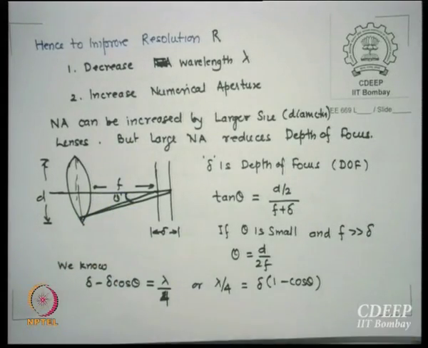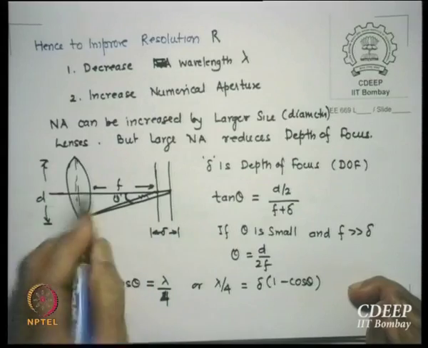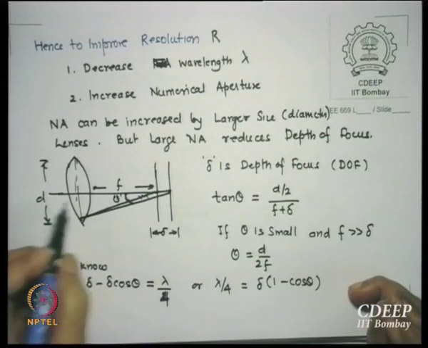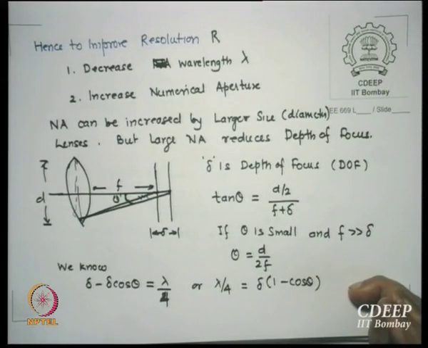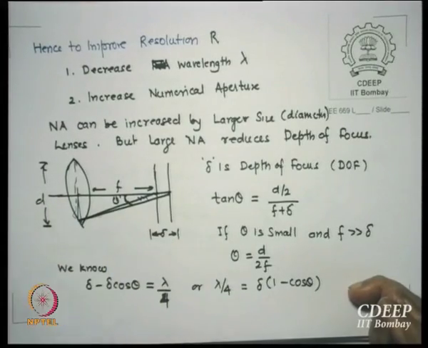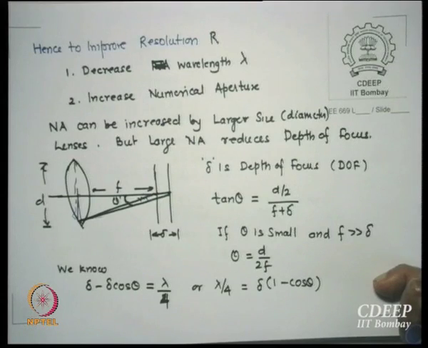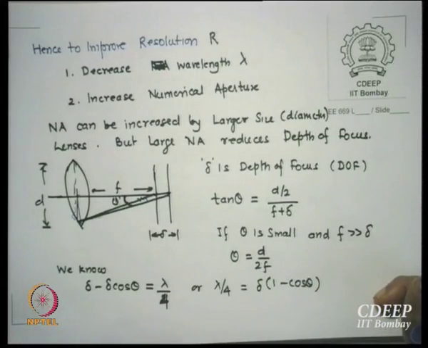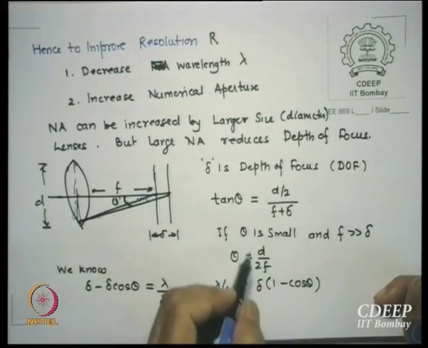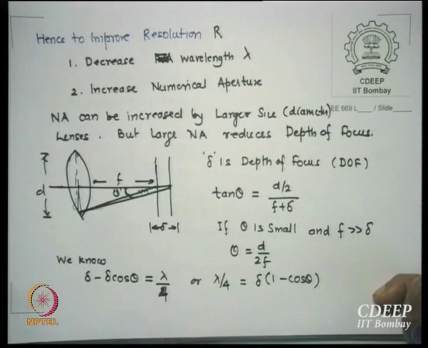So this angle is theta, let us say. I am sorry, this is the external line, do not use this. This is delta, this is the focal length. So we see tan theta, and this is d by 2. D by 2 upon f plus delta is tan theta. This is geometry. If theta is small, that is, f is long enough, then f is much larger than delta, which it will be. Depth of focus is much smaller compared to focal lengths, okay. A microscope actually works on the same principle, you adjust the depth of focus. So tan theta is theta, therefore theta is d upon 2f. If f is much larger than delta, then theta is roughly d upon 2f.